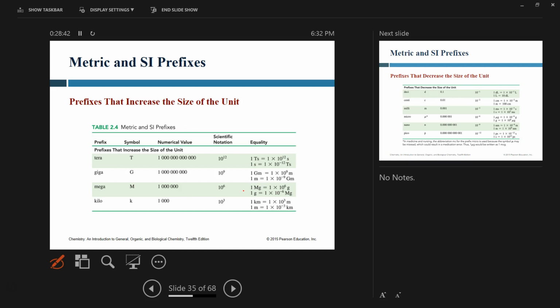Here are examples of increase. So you need to know these 4. They don't follow any logic, really. No, seriously, I don't have a mnemonic rule for this. Kilo is the 1,000, mega is million, giga is billion, and tera is trillion. Okay?